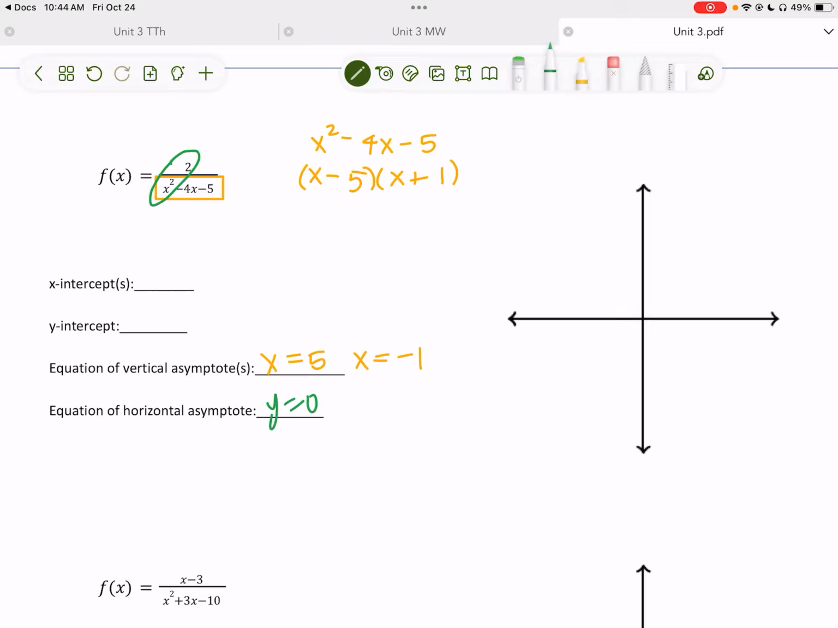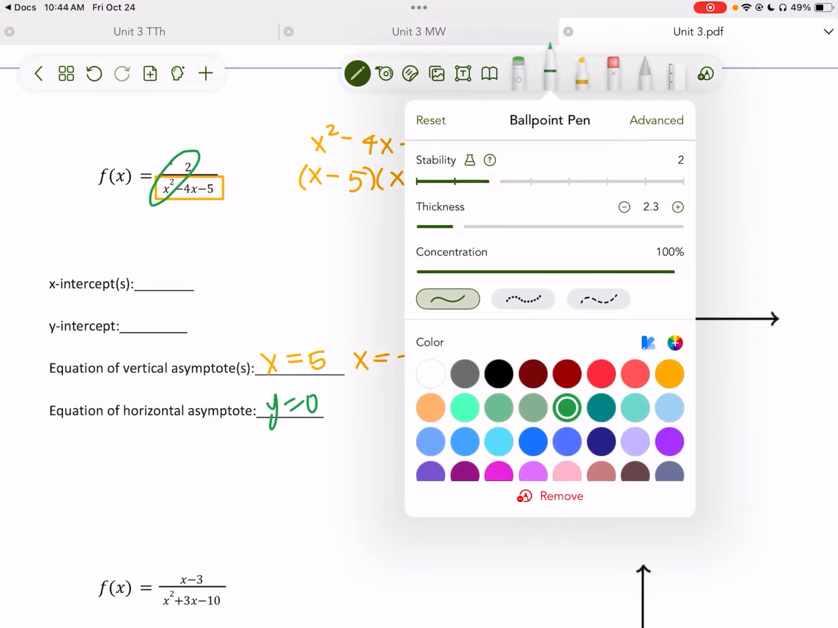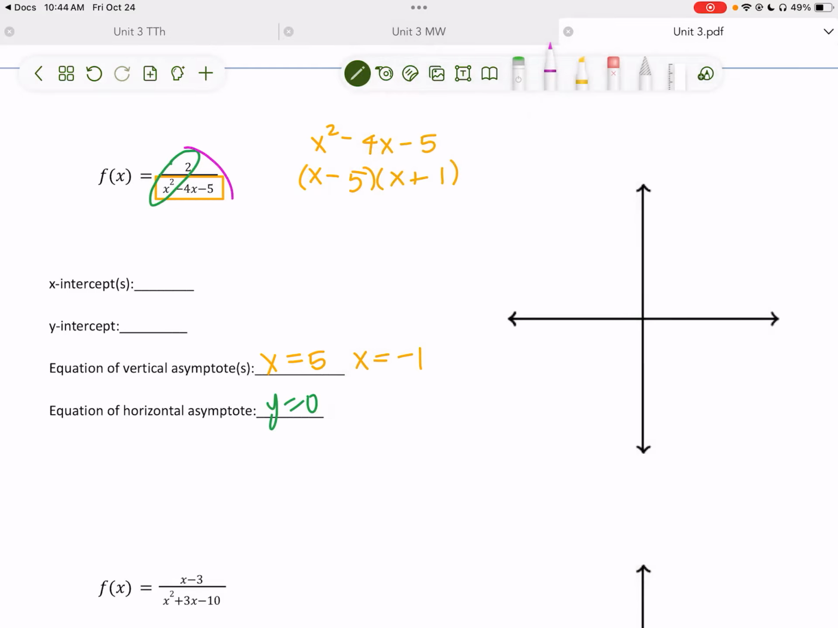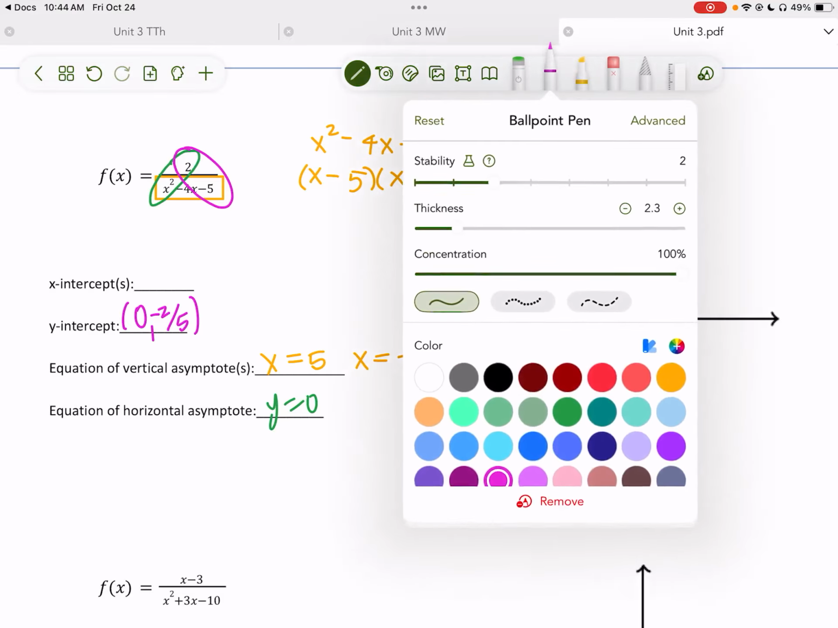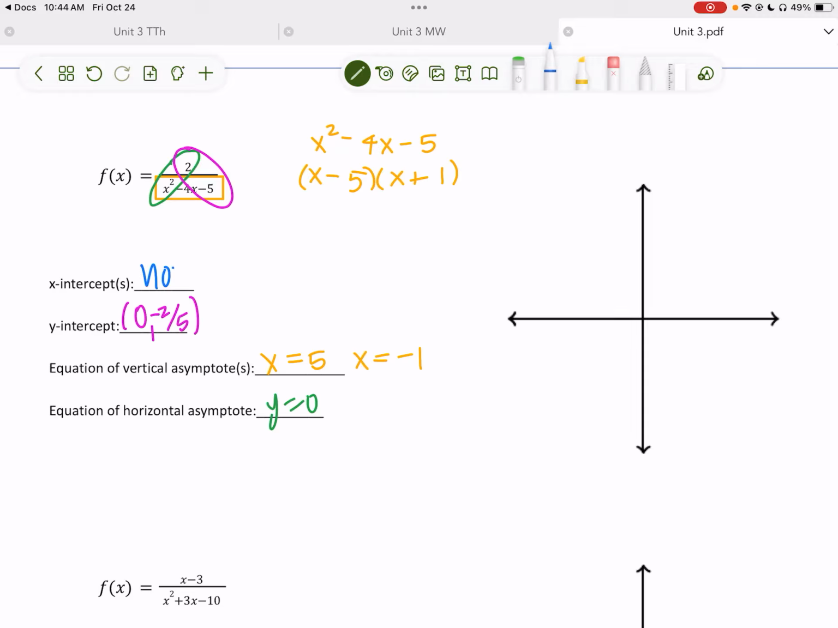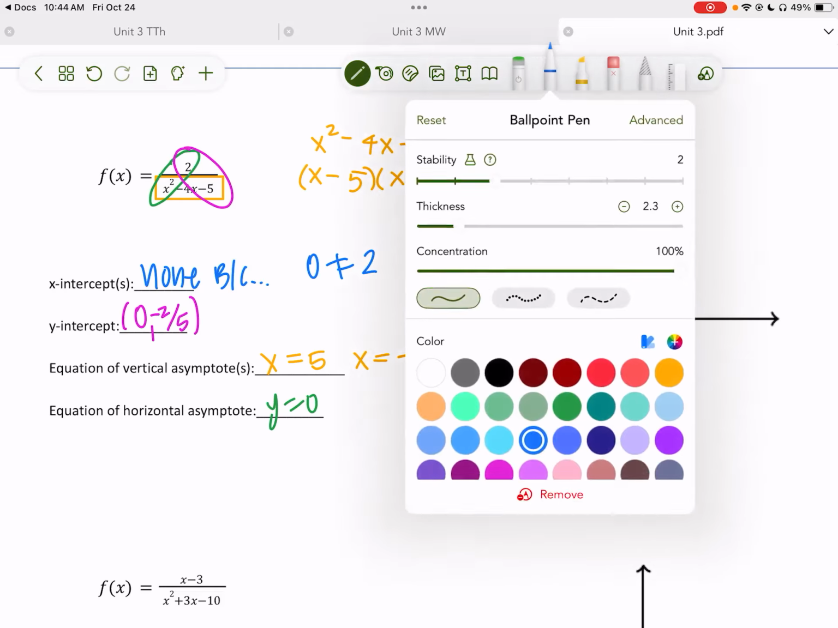So we just have 0. Okay. My y-intercept, if you look at that, is just going to be -2/5. Okay. My x-intercept doesn't exist. There is no x-intercept, because there's no x to solve for. We can't set this equal to 0 because that doesn't exist, right? So there's no x-intercept, and that's okay. That can happen. That's allowed.